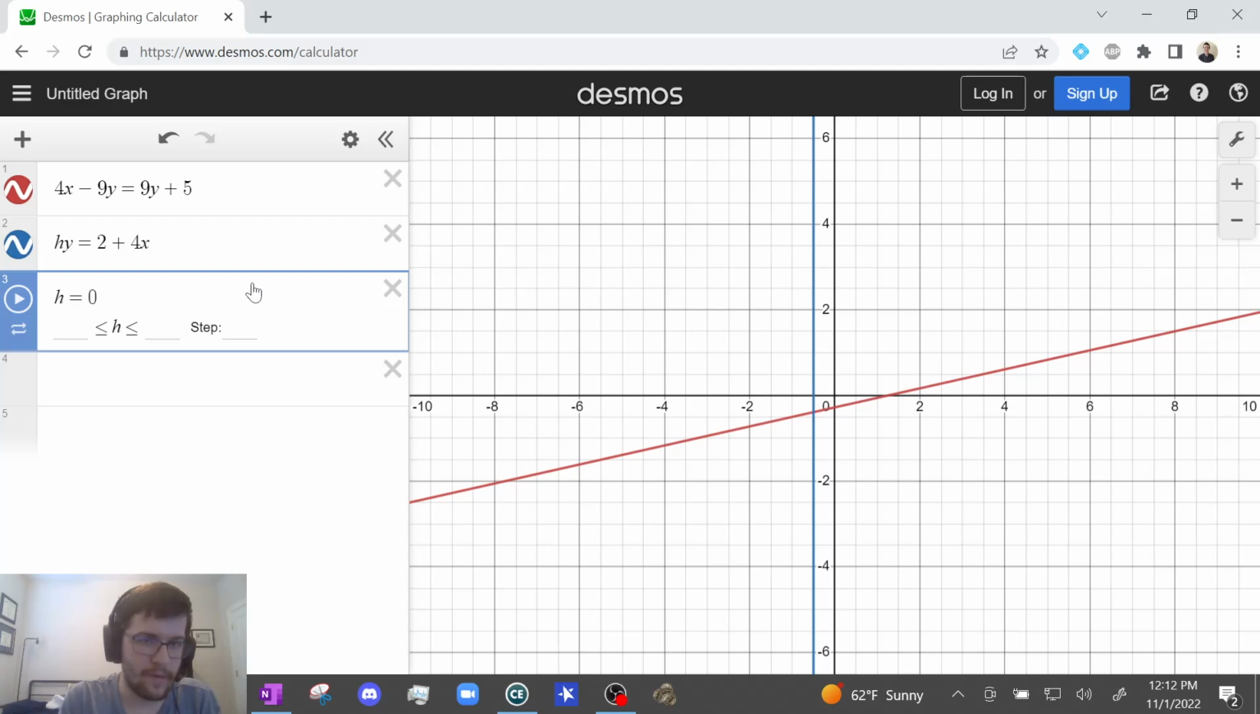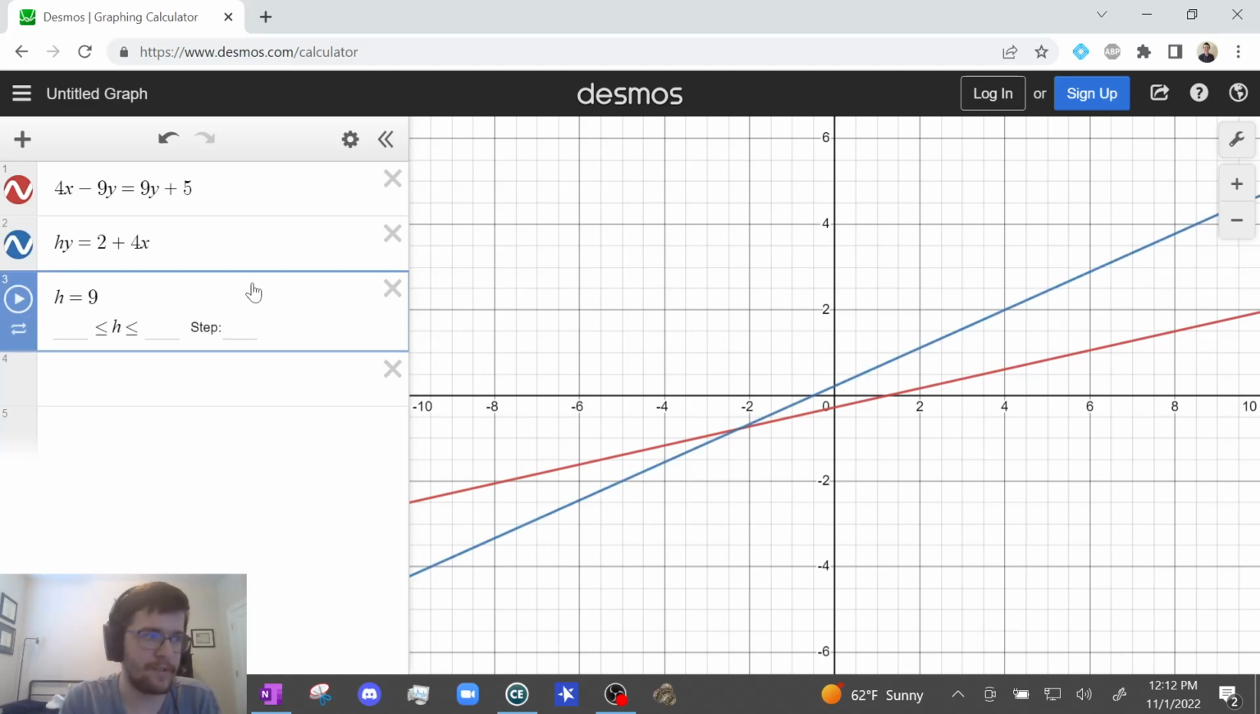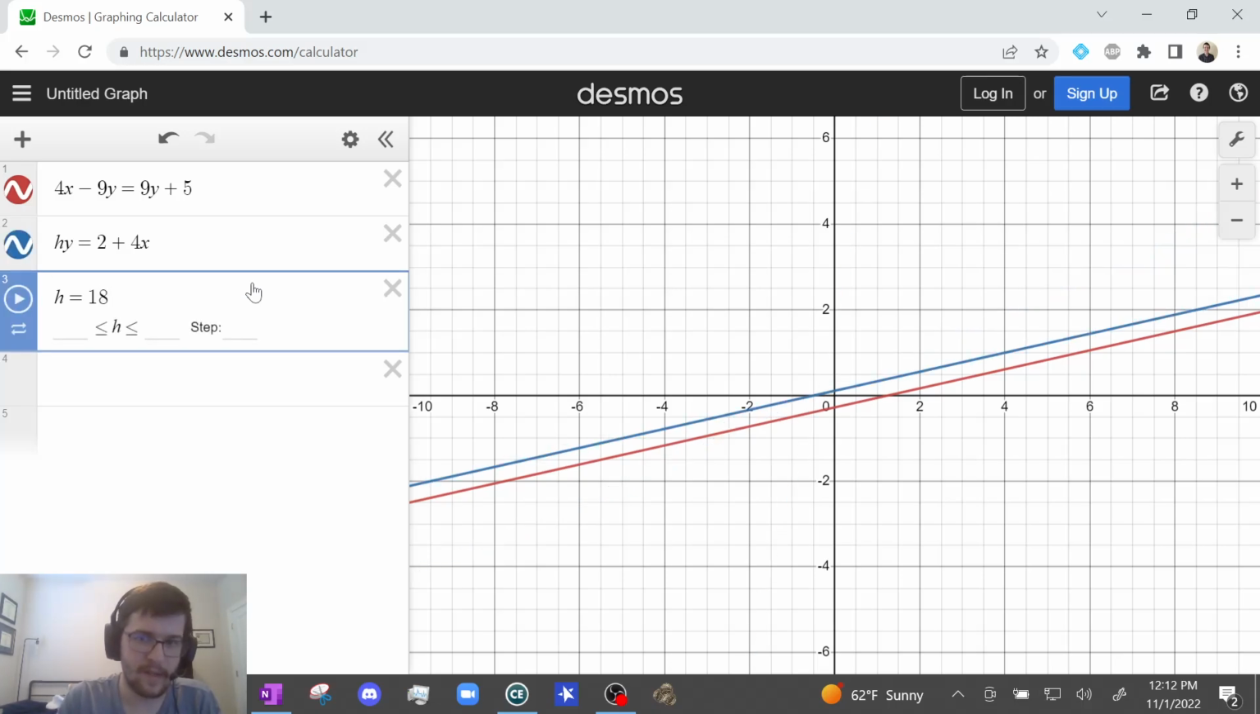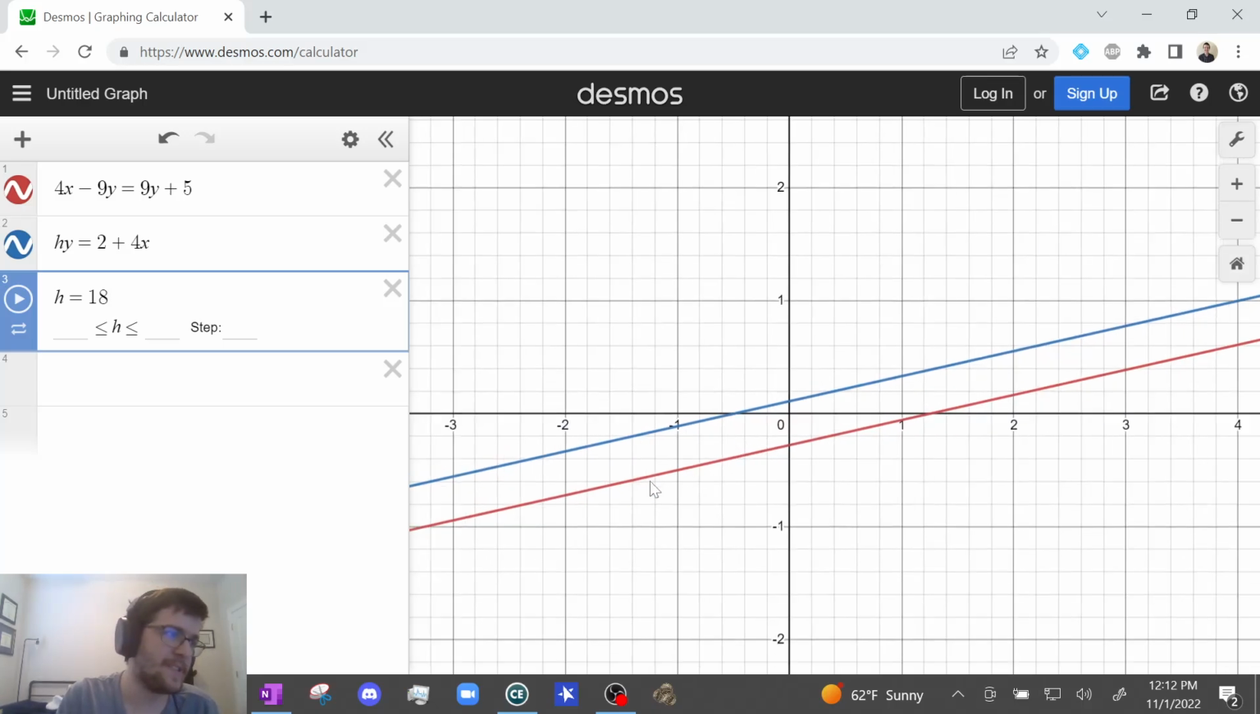So that's not right. Okay, let's do h equals 9. That also has one solution. Okay, let's do h equals 18. Oh, they're parallel, so they never cross, so it has no solution. That's the answer.